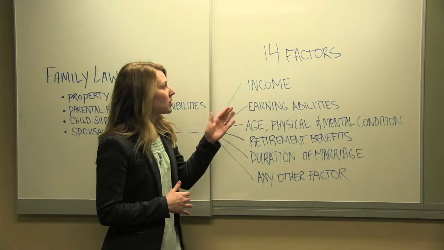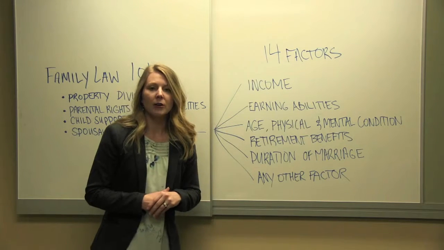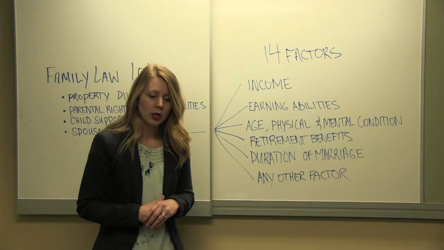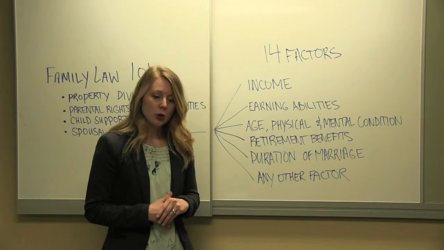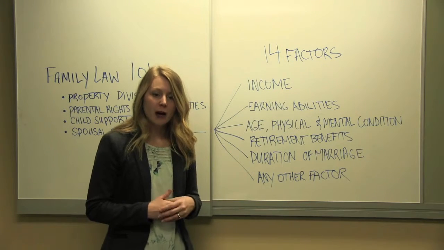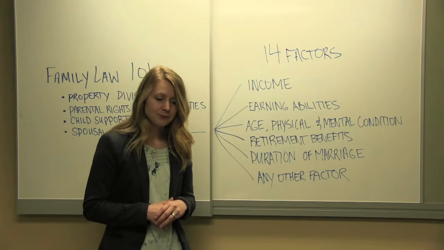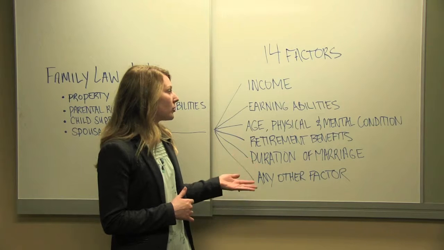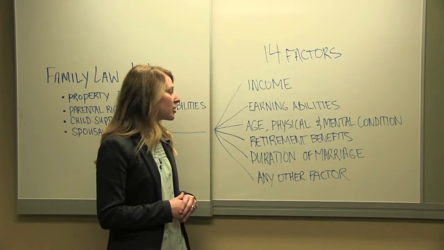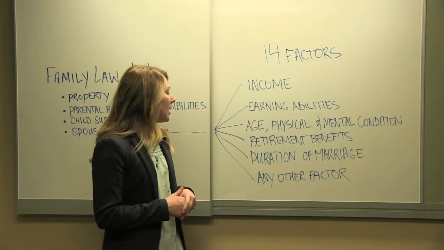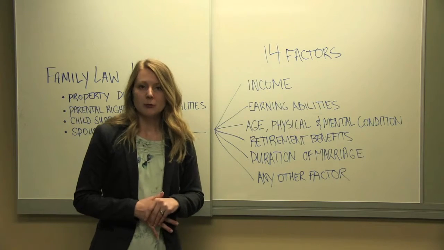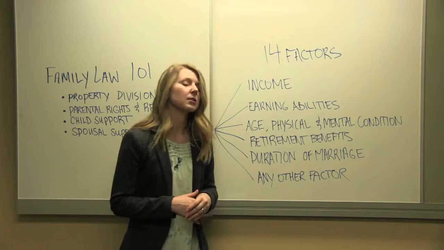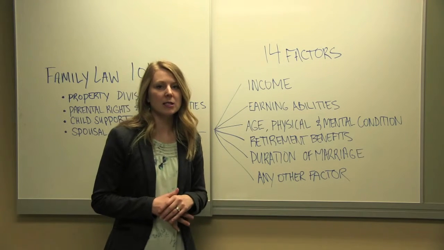So there are 14 total factors that the court takes into consideration when determining a spousal support award. Those factors are listed in ORC 3105.18. I have listed some of the more important or determining factors here as I believe them to be, and we're going to go over a couple of them. So the first factor that the court takes into consideration is income of the parties.